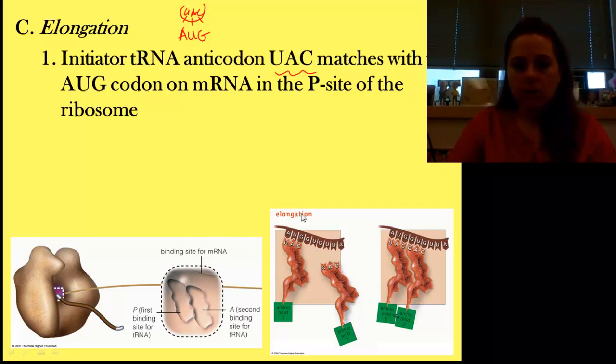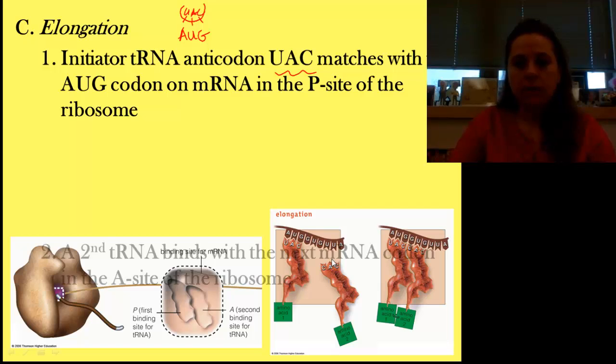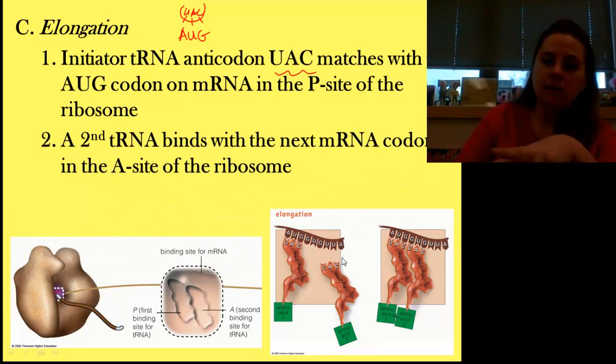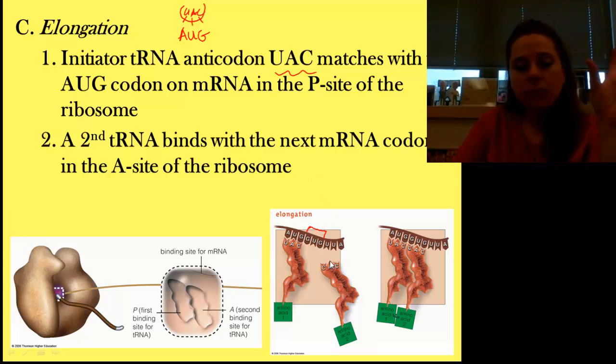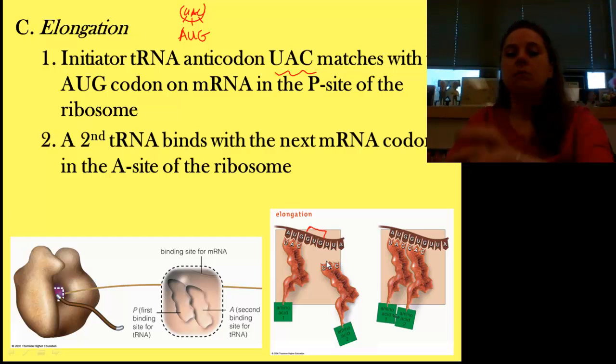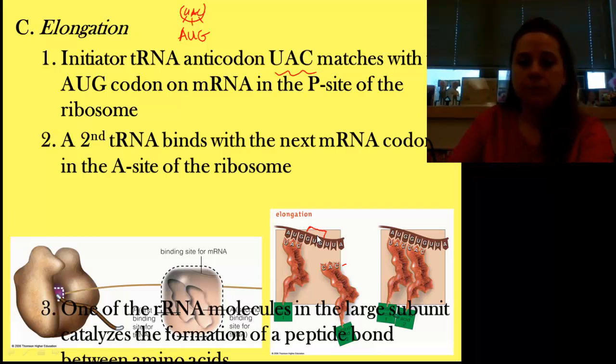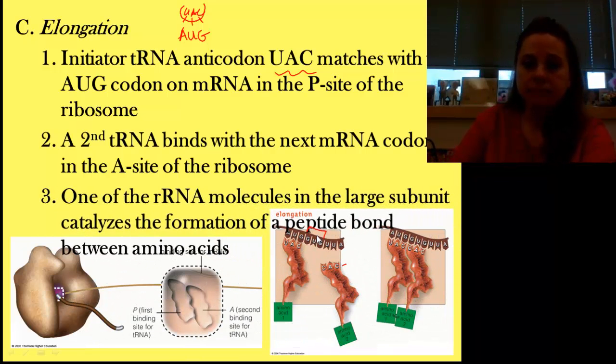Okay, so here it is, it comes in. Then we get the second tRNA coming in, binds to the next codon here. Here's my next codon. Okay, so if I look down, again, remembering that the tRNA, the right one, comes in because of this complementary anticodon to codon base pairing. That attaches in at the A site.